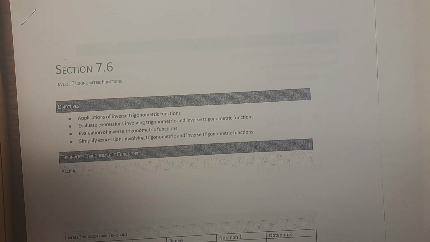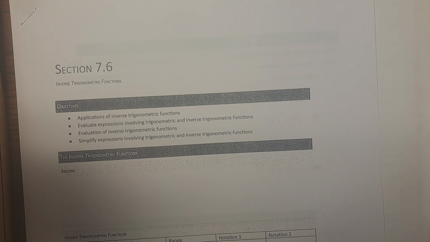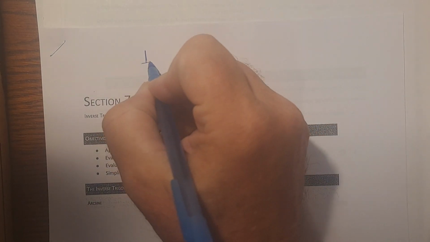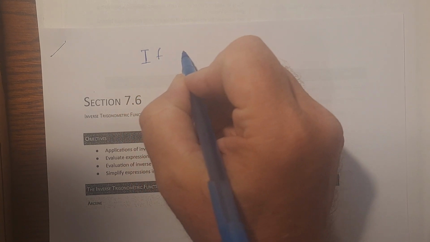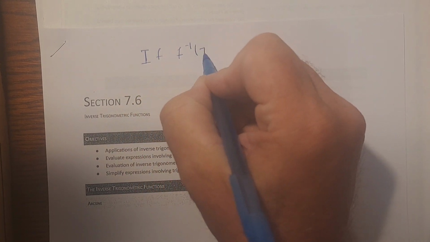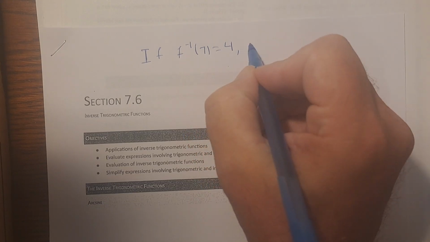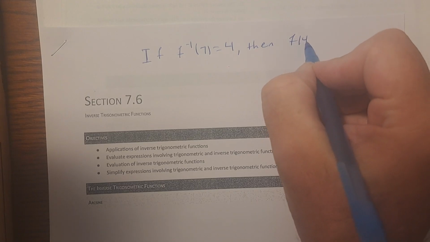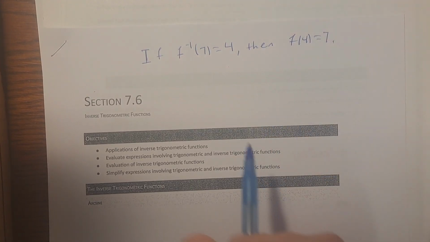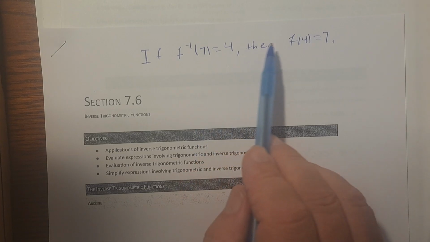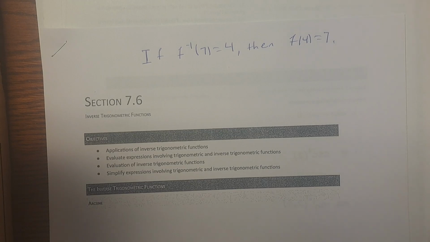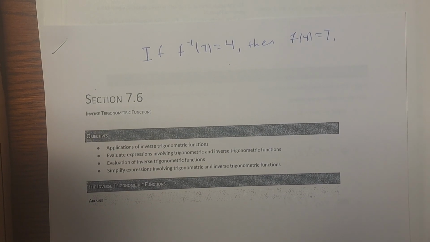Any inverse function is just defined to be the opposite of what the original function is. So, for example, if your inverse function sent the number 7 to the number 4, then that means the original function sent 4 to 7. The inverse just does the opposite of the original. So you can define your inverse in terms of doing the opposite of the original, and that's what inverse trig functions do.